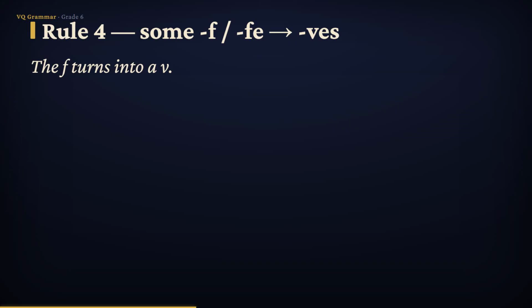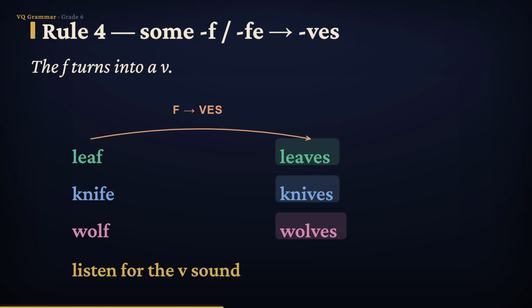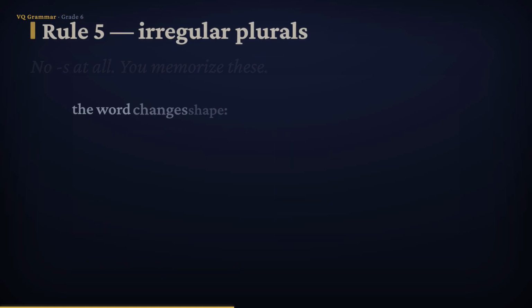Rule 4 covers some nouns that end in F or FE. For many of these, you change the F to a V and add ES. Listen to how the sound shifts. Leaf becomes leaves. Knife becomes knives. And wolf becomes wolves. Say them out loud, and you can actually hear the soft V sound take over. Not every F word does this, but when your ear hears that V, you'll know the ending should be VES.